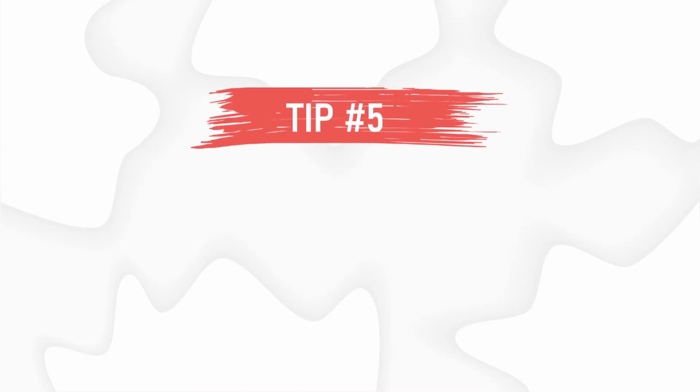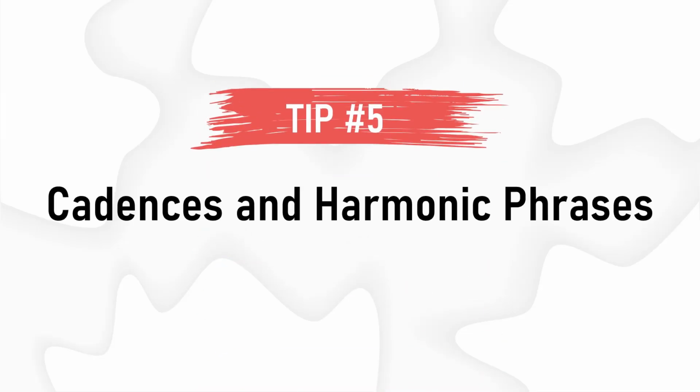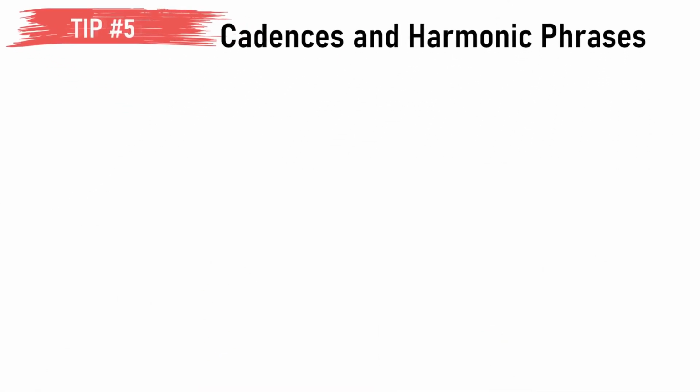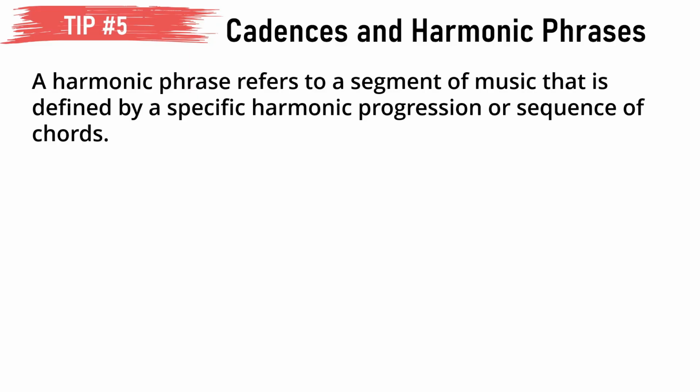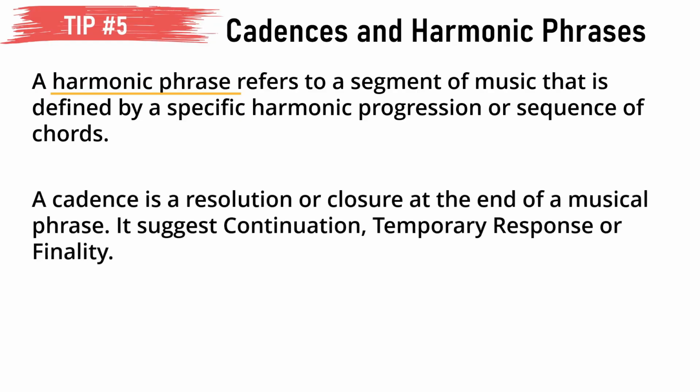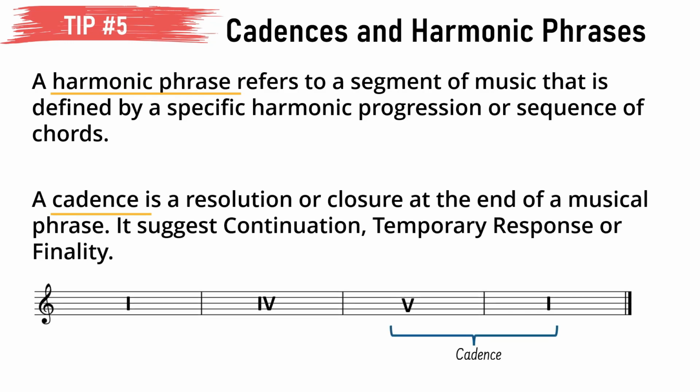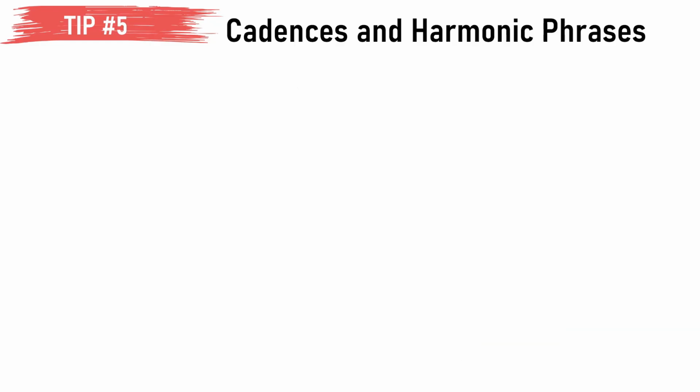Until now we have seen single chords and their function. But what about a sequence of chords? A harmonic phrase refers to a segment of music that is defined by a specific harmonic progression or sequence of chords. A harmonic phrase is closed by a couple of chords called cadences. And the type of cadence suggests a sense of continuation, a temporary response, or finality to the phrase.